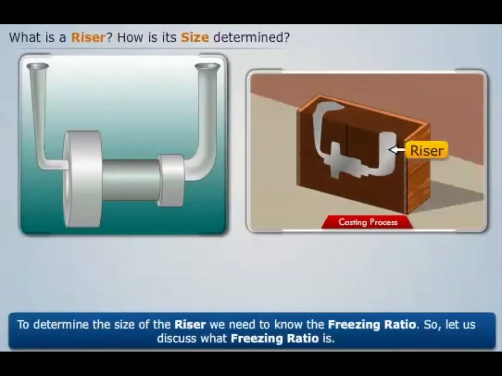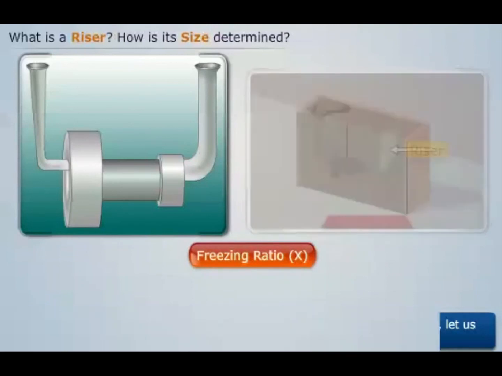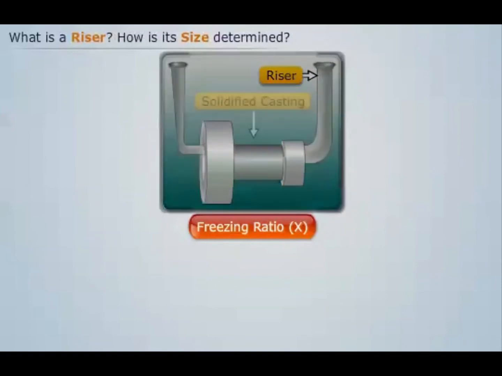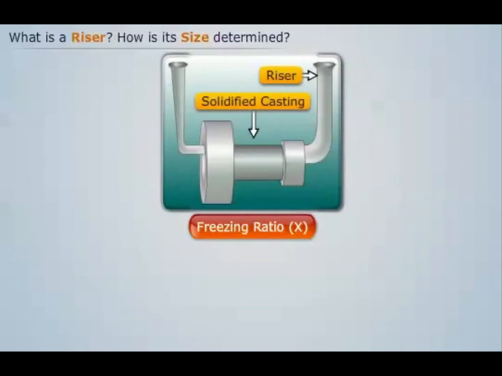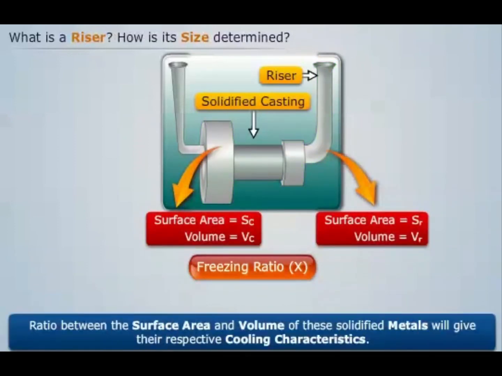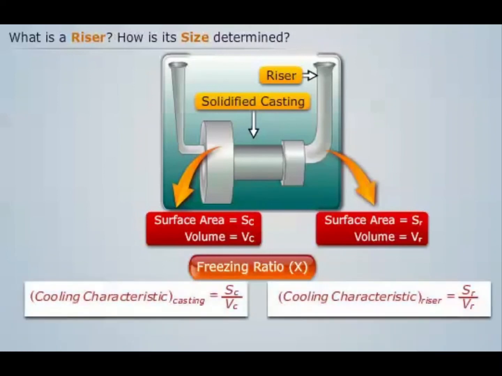To determine the size of the riser, we need to know the freezing ratio. So let's discuss what the freezing ratio is. Consider the molten metal solidified in the riser and in the casting. The solidified metal in both has a surface area and a volume. If we take the ratio between the surface area and volume of these solidified metals, this gives their respective cooling characteristics. The ratio between the cooling characteristics of the casting and that of the riser is called the freezing ratio.